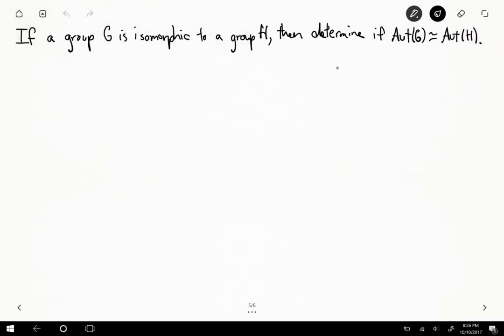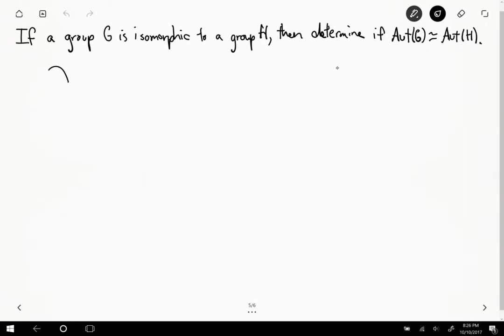So this can be a little bit of a challenge sometimes. If a group G is isomorphic to a group H, then determine if the automorphism group of G is isomorphic to the automorphism group of H. Okay, so you might recognize this one.